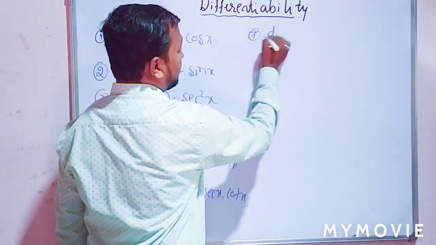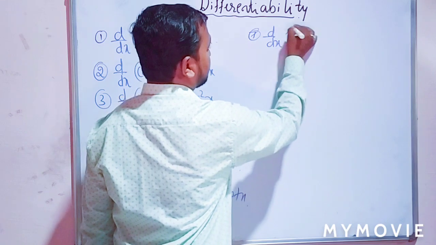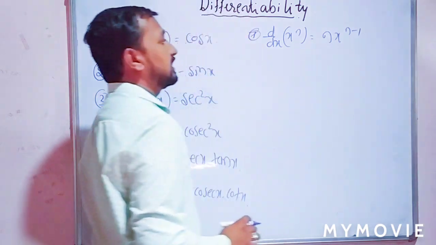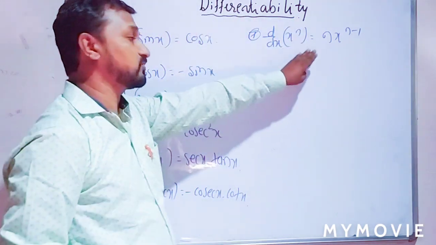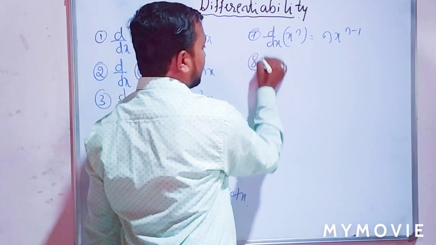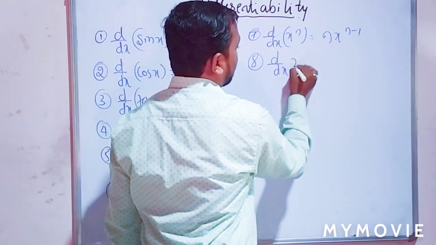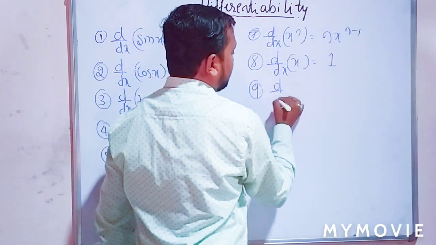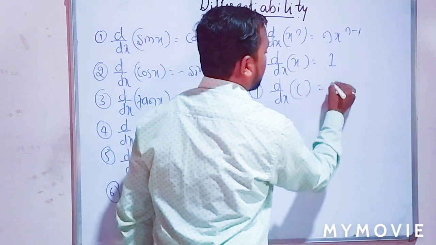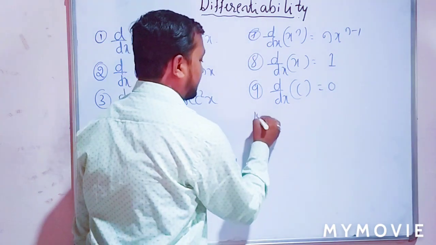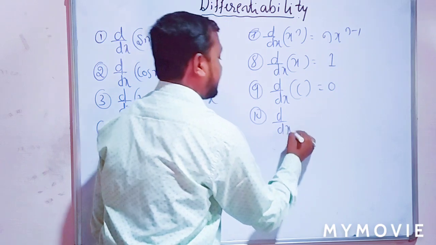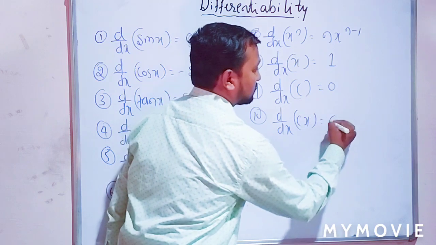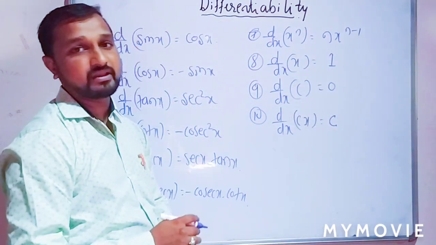That is the seventh one, d by dx of x raised to n. D by dx of x raised to n is n into x raised to n minus 1. This is the derivative of a polynomial function. This is very important. Okay, and the eighth one, d by dx of x, the derivative of x is 1. So the ninth one, d by dx of a constant function should be 0. Already we know that. And the tenth one, d by dx of a constant into x, so that means only the constant. So the derivative of x should be 1.